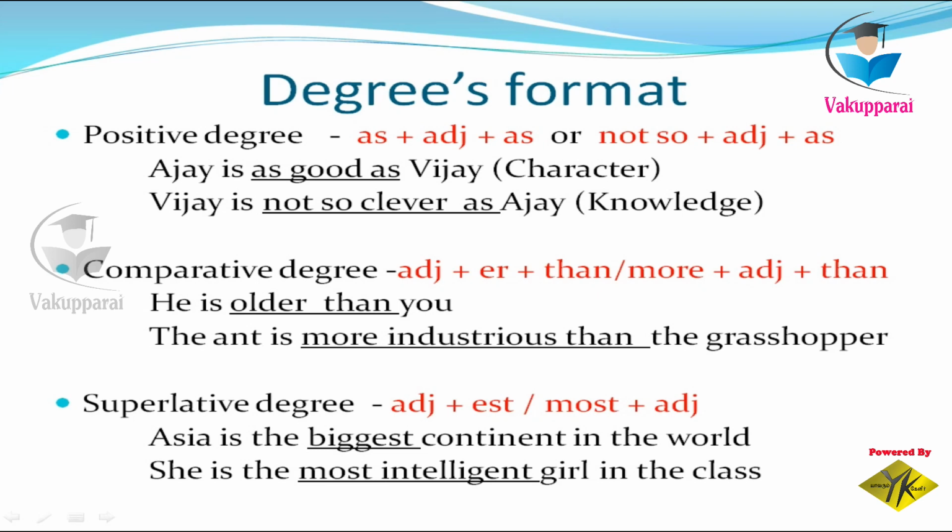Here I give an example for this. In the first sentence, he is older than you. Here, older than, old is an adjective here.